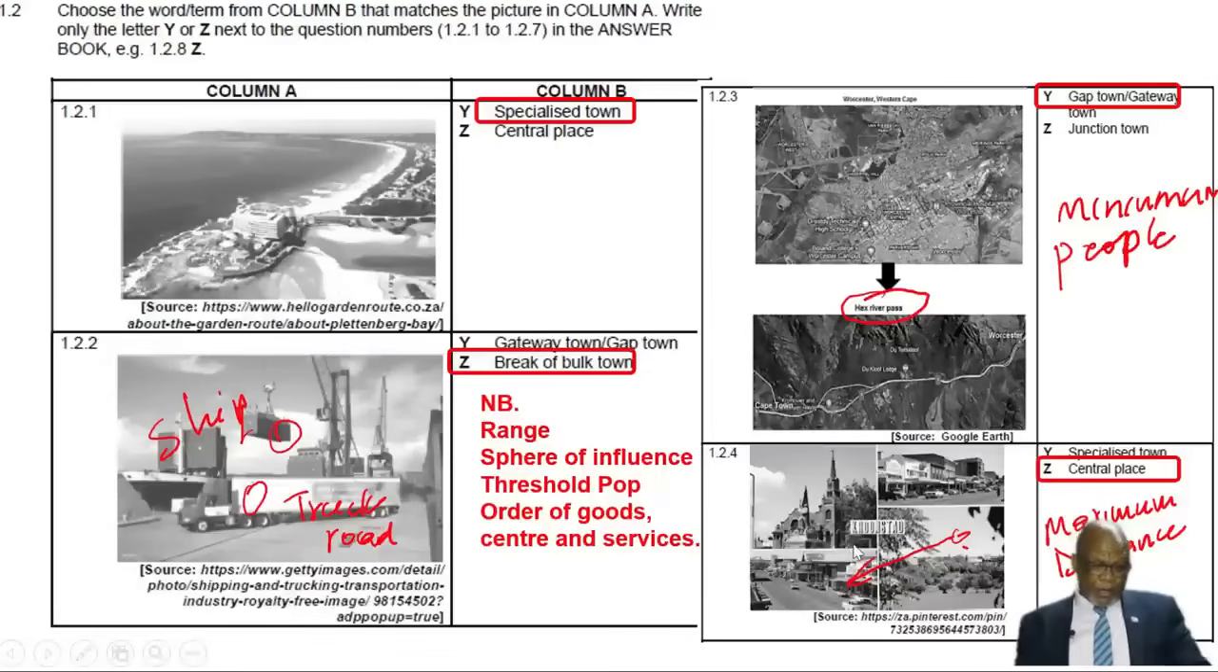Another question the examiner can ask is, why is Kroonstad considered to be a central place town? It is considered a central place town because it provides goods and services. So when you get that kind of question, don't think, why is it central, oh, it's in the center. Don't think like that. You just need to define what a central place town is. It's considered a central place town because it provides goods and services to the surrounding rural areas.